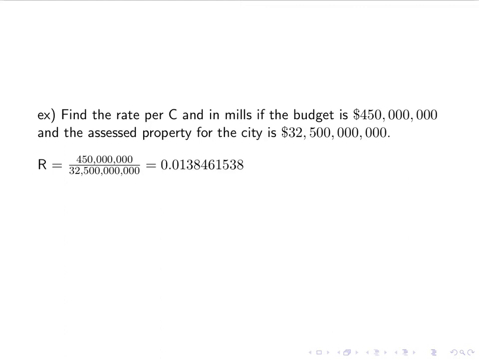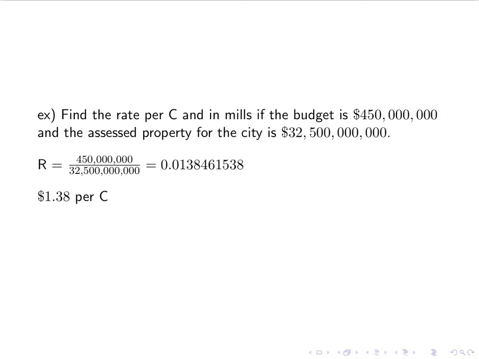So we want it in rate per C and in mils. Per C is again per 100. We're going to move the decimal over twice and then round to the next two decimals because it will be dollars. So if I move it twice, I have 1.38461538, which rounds to $1.38.